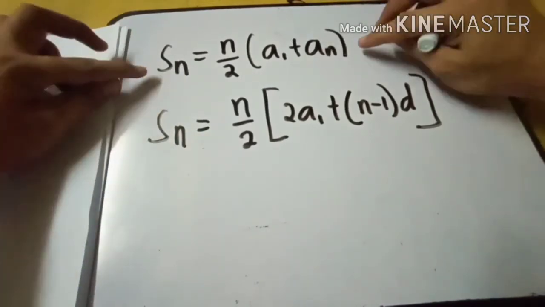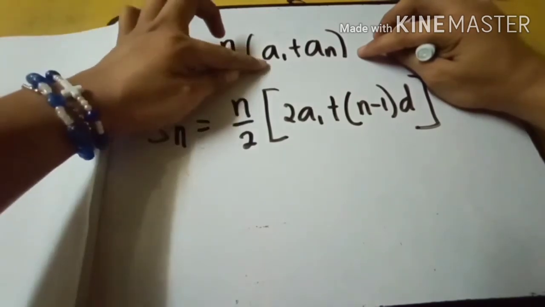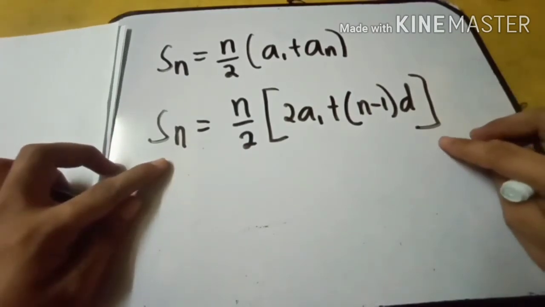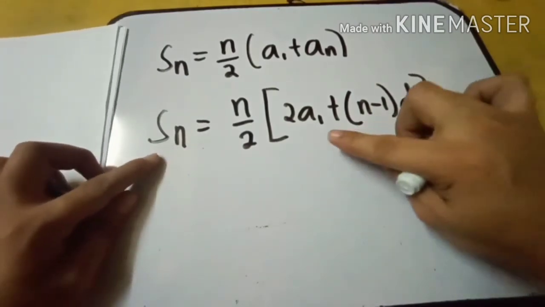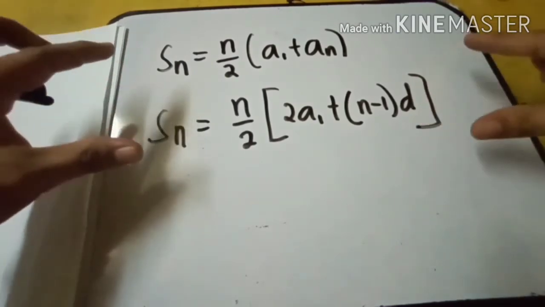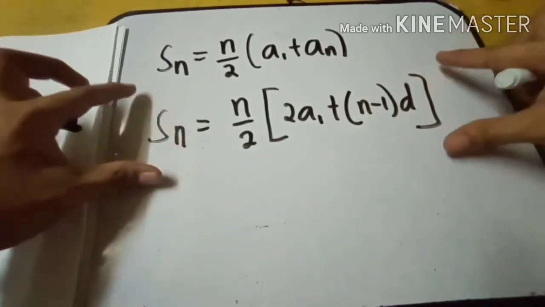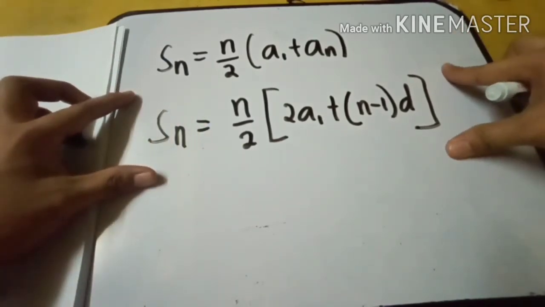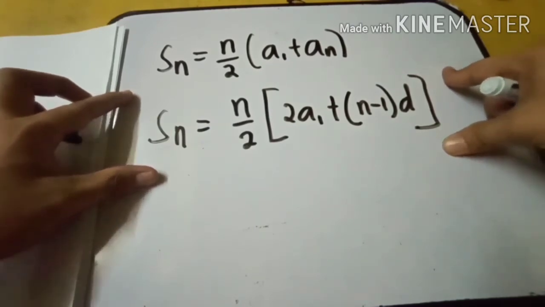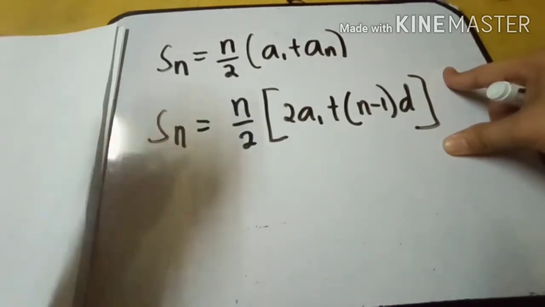The first formula can be used if you know the first term and the last term, while the second formula can be used if you know the first term and the common difference. This formula is the most used in getting the sum of the arithmetic sequence. But again, you can use either of these two formulas. Their answer is the same.